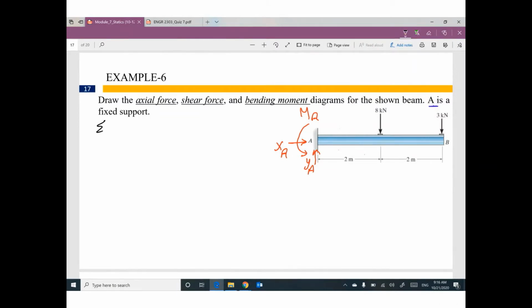Summation of forces in x equals 0. The only force in the x direction is XA. Summation of forces in y equals 0. We have positive YA, negative 8, negative 3, equals 0. So I can figure out the value of YA: 11.